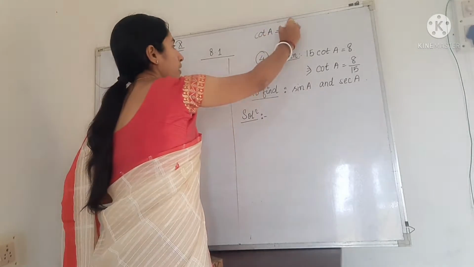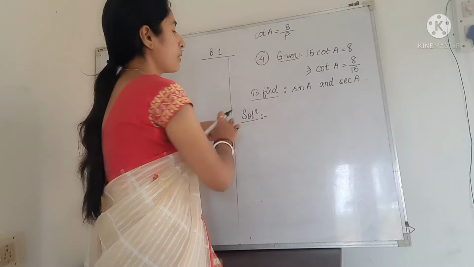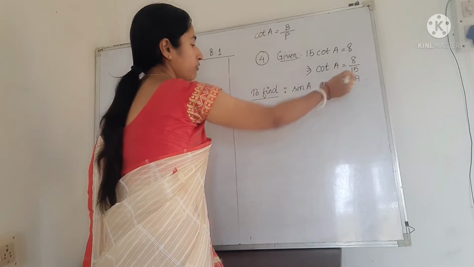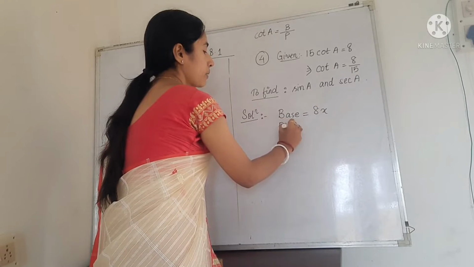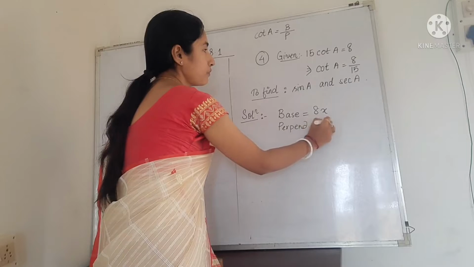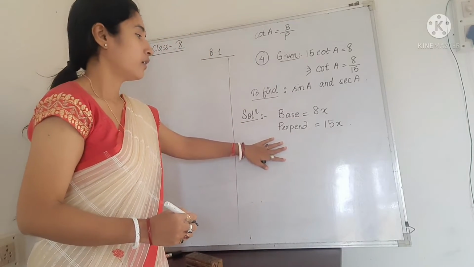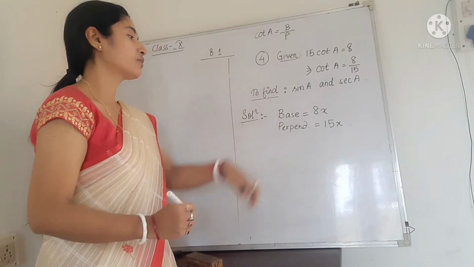It is base by perpendicular, okay? So now you can easily write base is equal to what? Base will be how much? Because it is given 8/15, so base will be 8x, and perpendicular will be 15x, okay? So I am writing in short, you can write it more clearly and properly. So base is 8x, perpendicular is 15x.